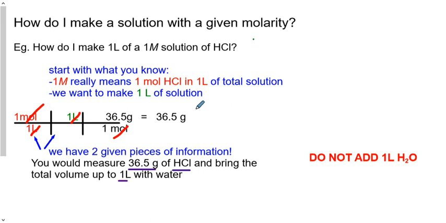Now what do I do with it? I've got this little pile of salt, hydrogen chloride. What would I actually do with that? Well, I would put it in a beaker, and then I would bring the volume up to a liter with water. Now, I want to make sure you don't ever write add a liter of water, because of course you're going to get a very incorrect answer.